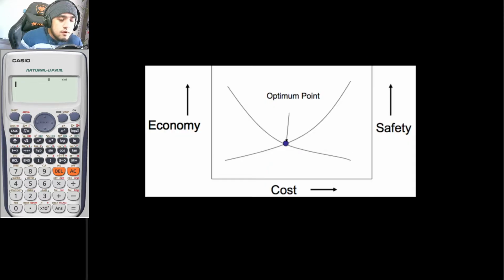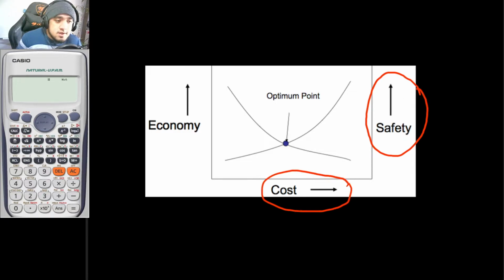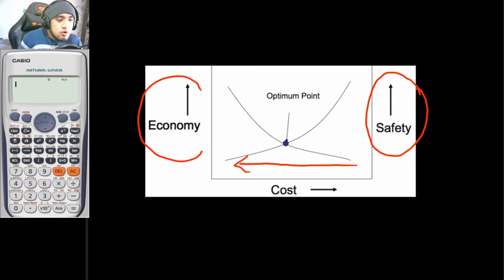But take note of this particular figure right here. Sabi sa figure na to, the higher the cost, the higher its safety. So in other words, the stronger a certain structural member is, the more costly or the more expensive it is. And the less the cost, the higher the economy. And the higher the economy, ibig sabihin doon, mas nakakatipid ka.